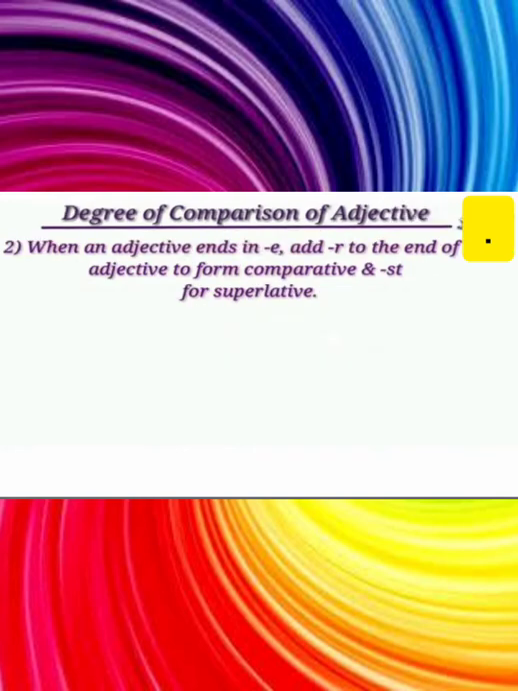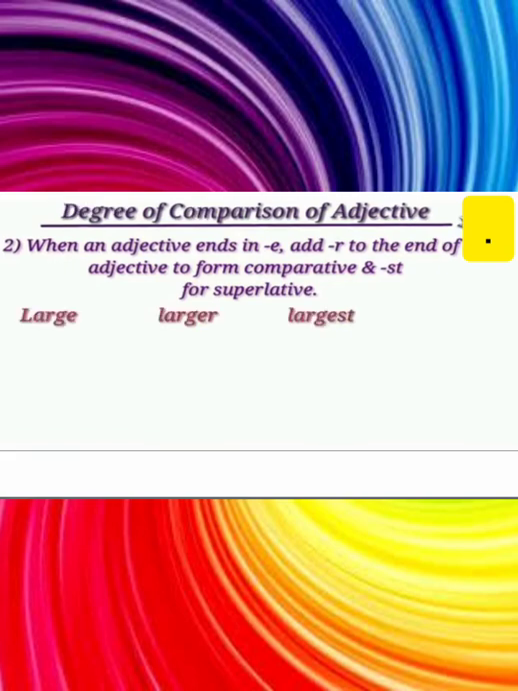The next rule is: when an adjective ends in e, add r to the end of the adjective to form the comparative and only st for the superlative. You can see in the example. So here the adjective large ends with e.